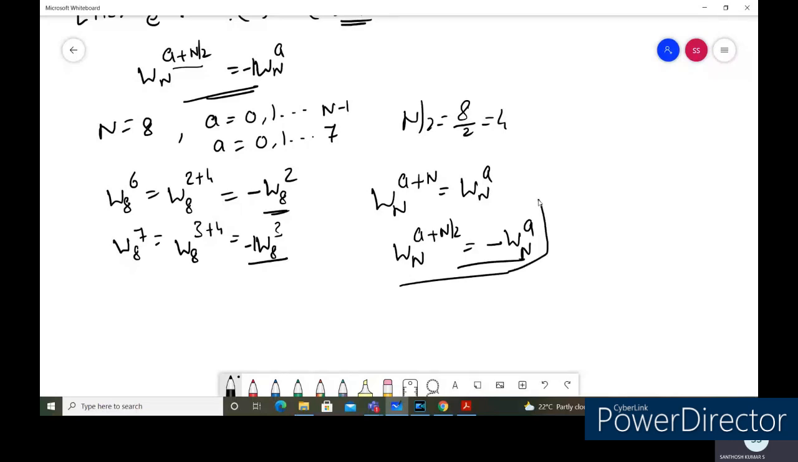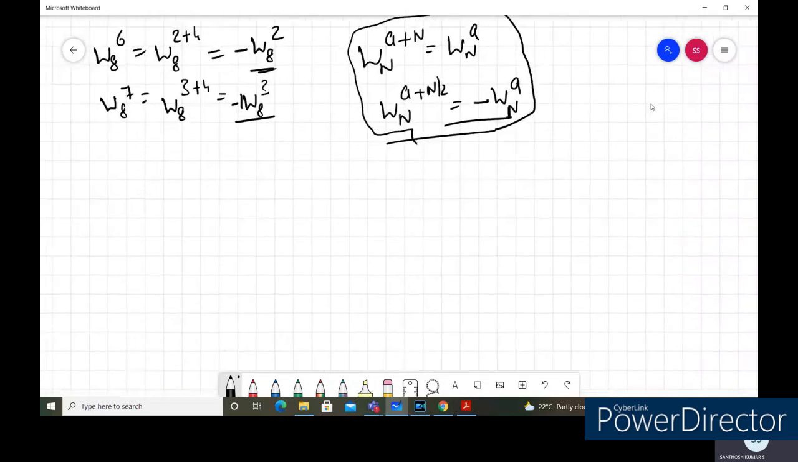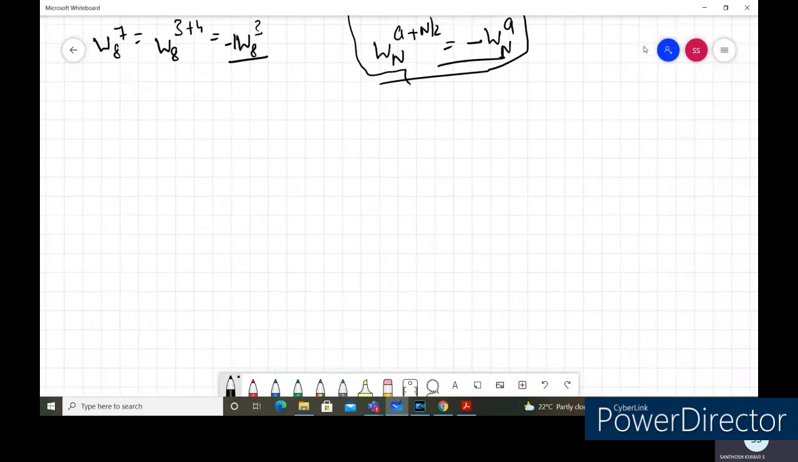These are the two very important properties of the Twiddle factor, which will have more usage. We are going to apply these properties in the fast Fourier transform in order to reduce the number of calculations.